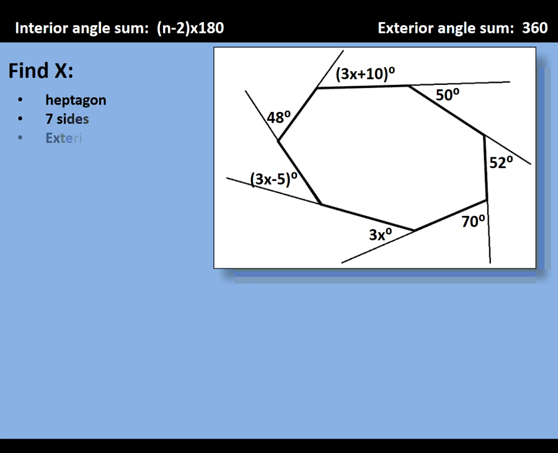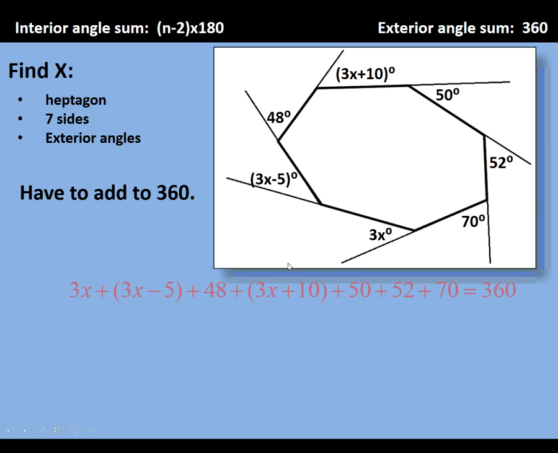If you start the problem the same way, you'd count up the sides and say, okay, it's a heptagon, 7 sides, and we're looking at exterior angles. But you don't actually have to figure that because since they're exterior angles, they have to add to 360. So all we've got to do is put a bunch of pluses between all these angles and say that's equal to 360. And if you do that, you get a big, nasty-looking equation like this.